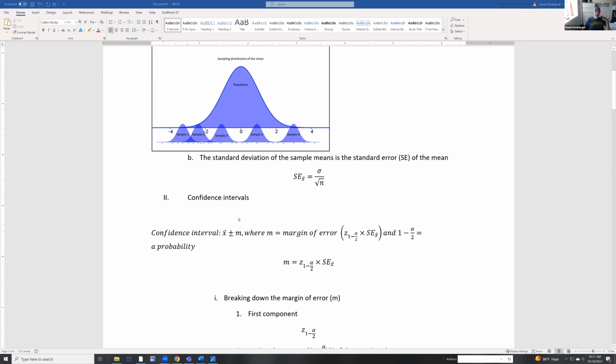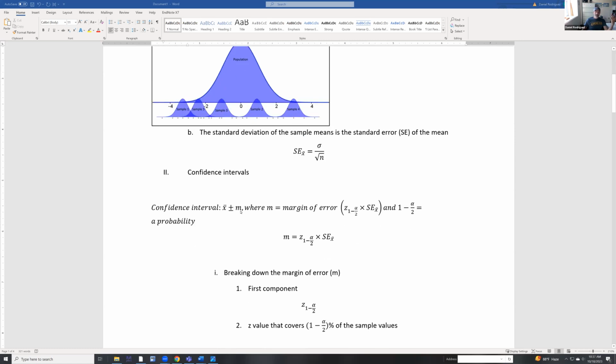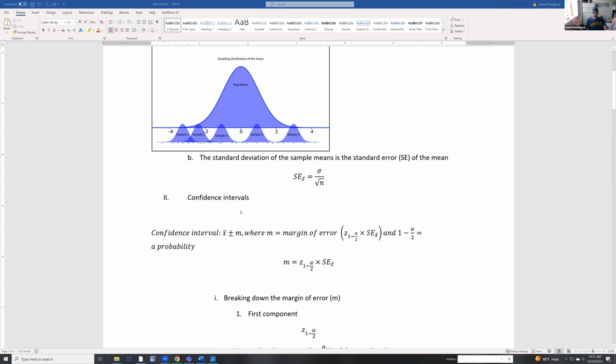So, calculating the confidence interval. What is the confidence interval? It's an interval in which we believe, with some degree of certainty, we'll find the true population mean value. The confidence interval surrounds whatever our sample mean is. Say sample 4: we pretend that this sample is its own little population. It has its own sampling distribution of the mean, and we calculate the confidence interval there to see where we believe the true population value for sample 4 is.